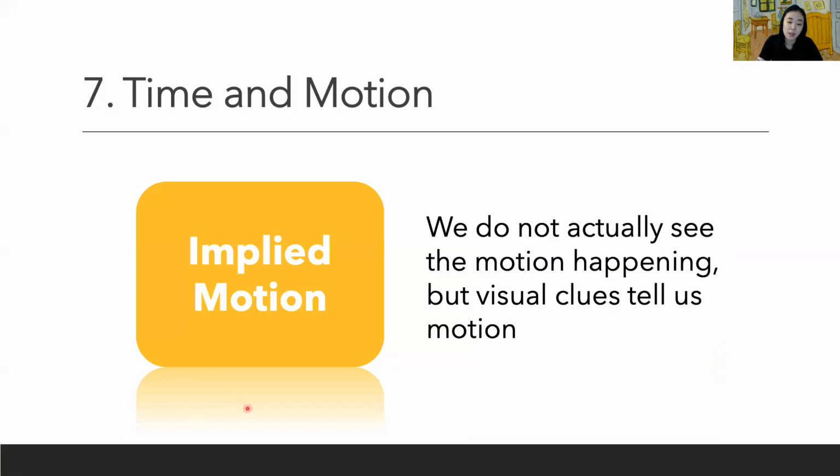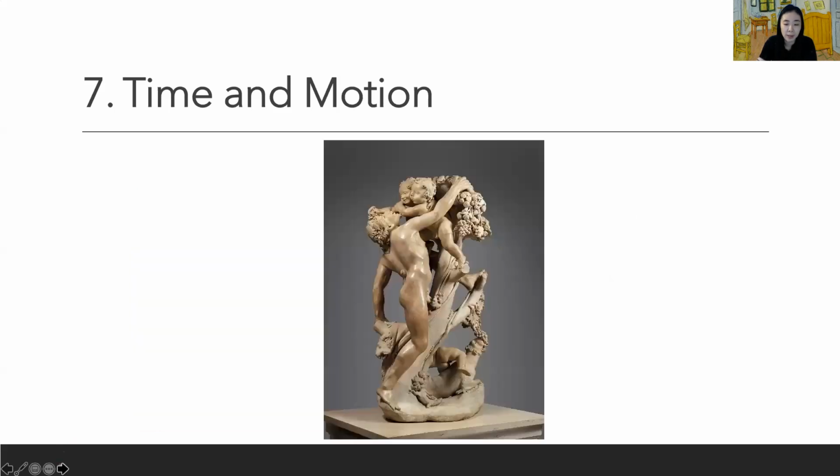And there is implied motion, like other visual elements. We do not actually see the motion happening, but visual clues tell us that it is a key aspect of the work. So that is called implied motion. Let me show you an example that uses implied motion in a work of art. So like this.